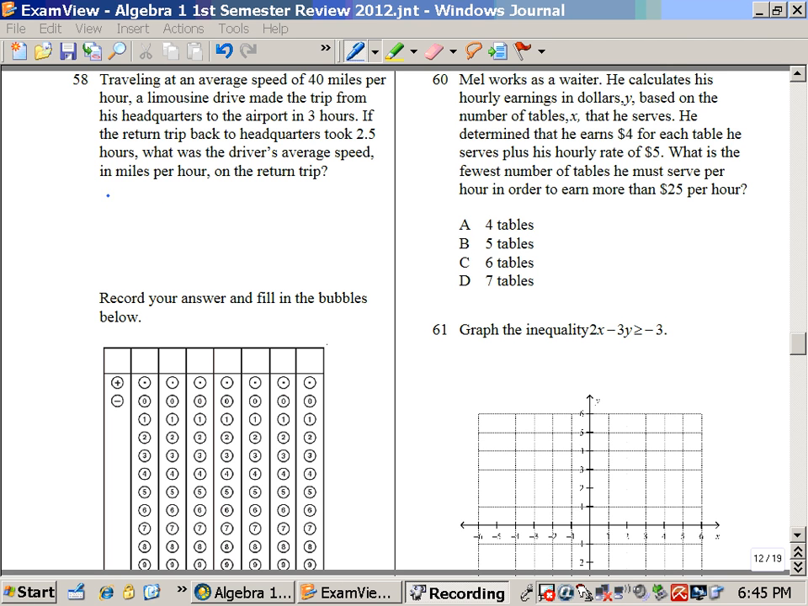On number 58, we have a traveling average speed of 40 miles an hour, made a trip to the airport in 3 hours. So that would be 40 is 3. If the return trip took 2.5 hours, what was his average speed?